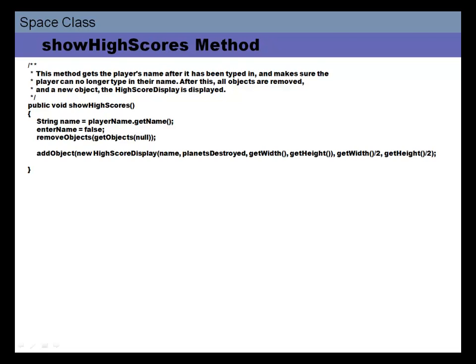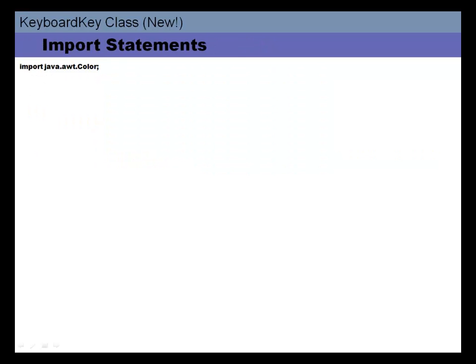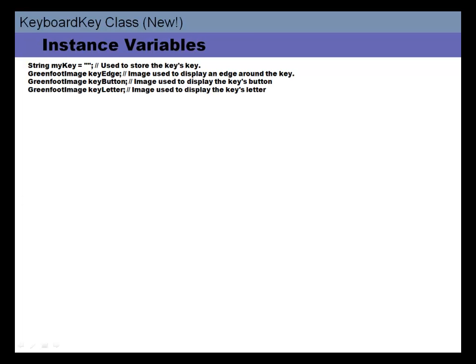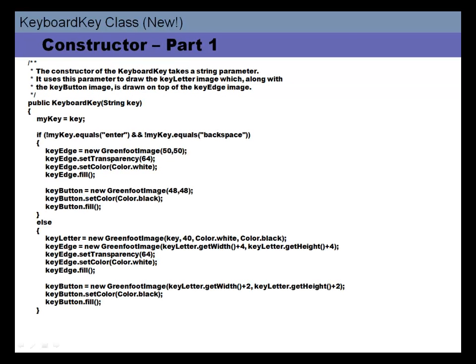Now save and close the Space class. Time to open KeyboardKey. Add the Color import, and the following instance variables. myKey stores the key's corresponding letter, while the rest make up the different images. The code for the constructor is made of 2 slides, so be sure to get them both to complete the constructor.